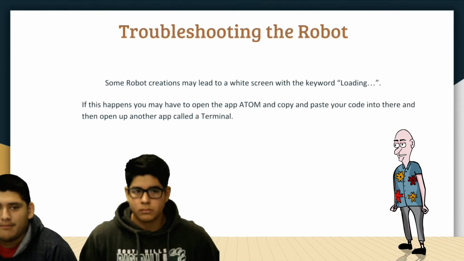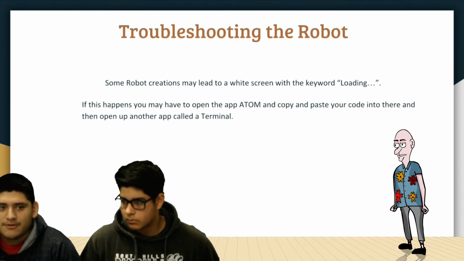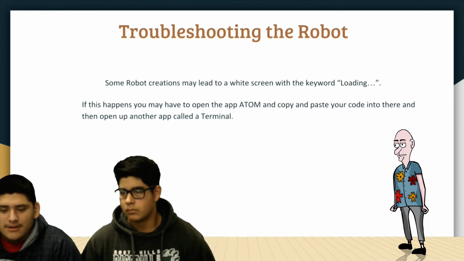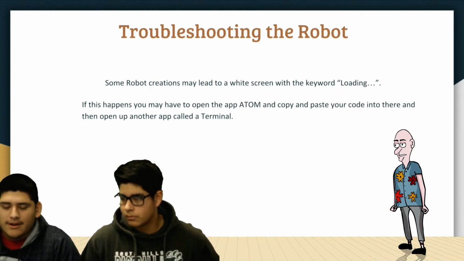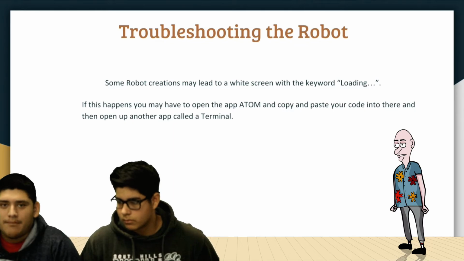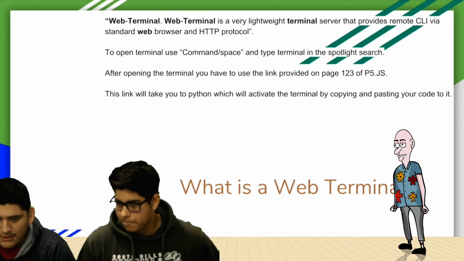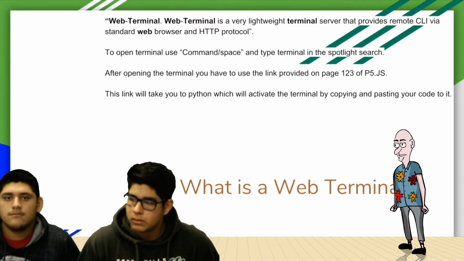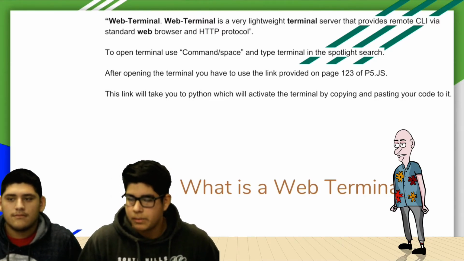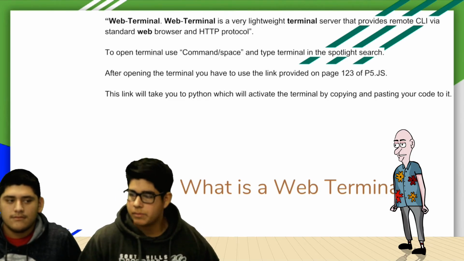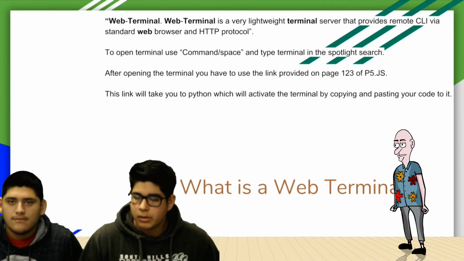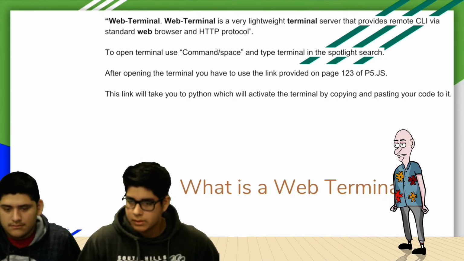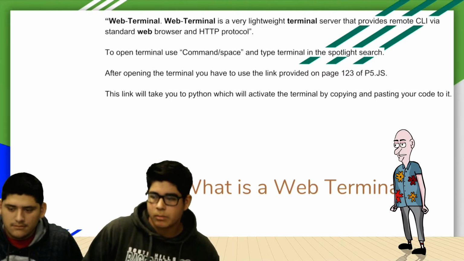Some robots may be corrupted a little, which will load a white screen. If that happens, you may have to open the app Atom, copy and paste your code, and open another app named Terminal. Open terminal with command space, and type terminal in the Spotlight search. After opening the terminal, you have to use the link provided on 123 of P5JS. The link will take you to Python, which will activate the terminal by copying it.